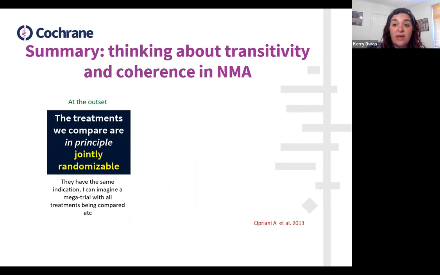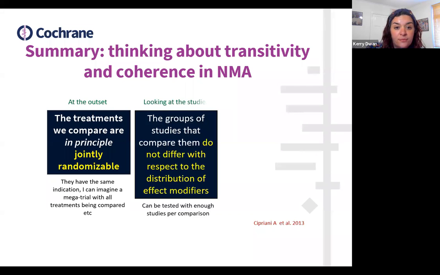So when we're starting to think about conducting our review, we need to make sure the treatments are jointly randomizable in principle. So it could be theoretically that any of the participants in any of the trials could have been randomized to any of the interventions. So if there had been a mega trial including all of the interventions, for example, the participants could have been randomized to any of them. And then when we actually look at the studies, we need to compare them and make sure the effect modifiers are balanced across the different trials, as I've just shown in the example with age.